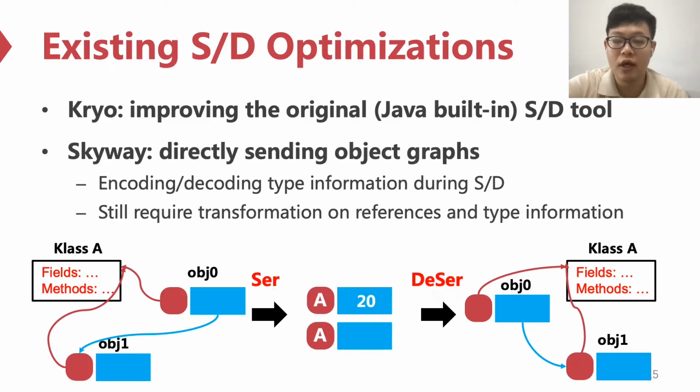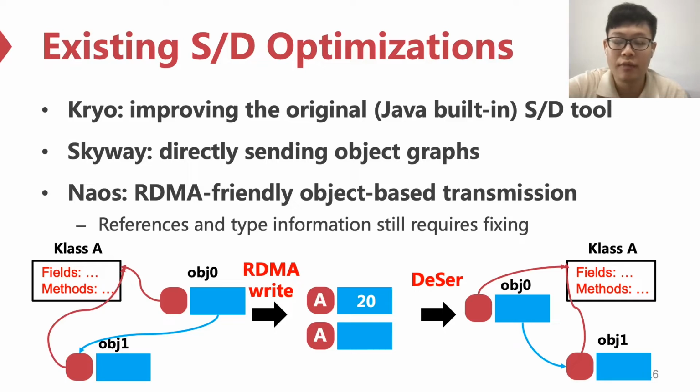Skyway is an optimization on SD. Instead of sending a binary format, it directly sends object graphs. To achieve this, it encodes and decodes type information and references during the SD phase. It can simplify the transformation part, but it still requires transformation of references and type information.